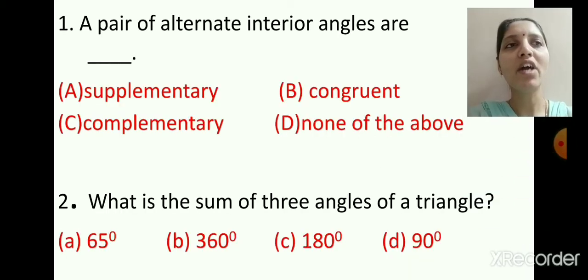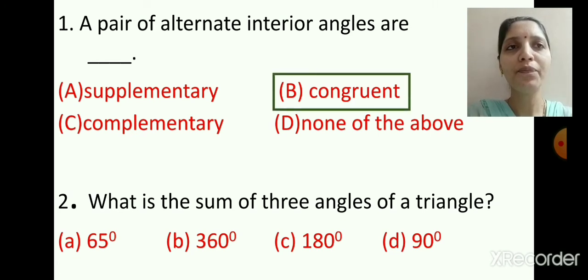Now let's try to solve some MCQs here. First one: a pair of alternate interior angles are dash. What will be the answer? A pair of alternate interior angles are congruent. And the pair of alternate interior angles on the same side are supplementary. So that is the difference between the alternate angles.